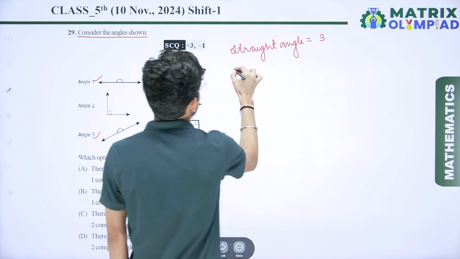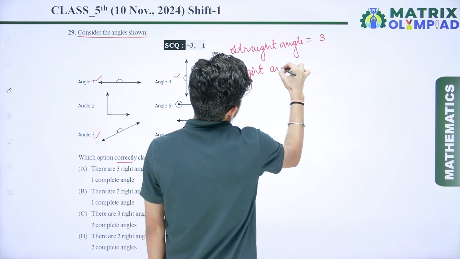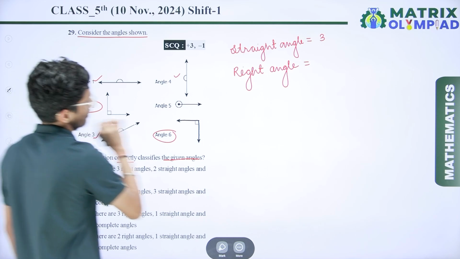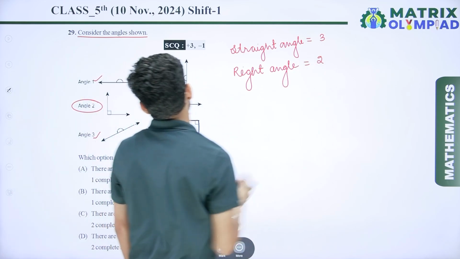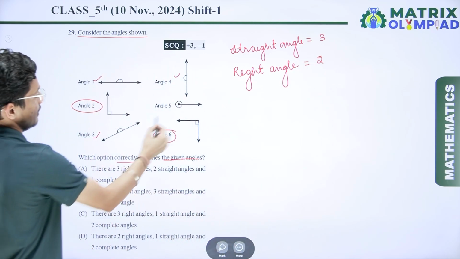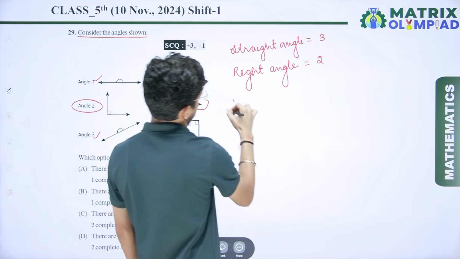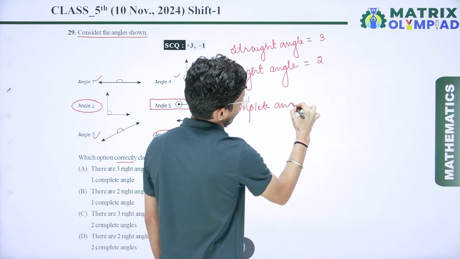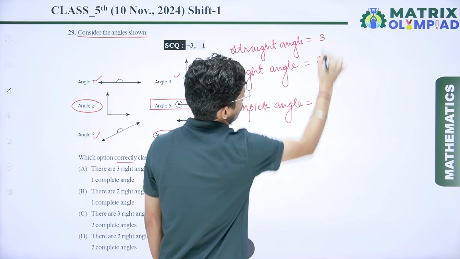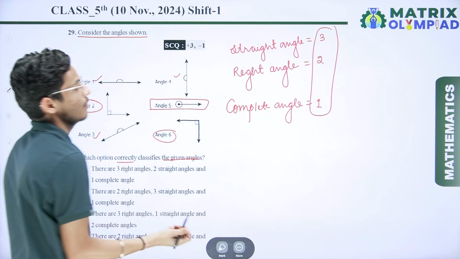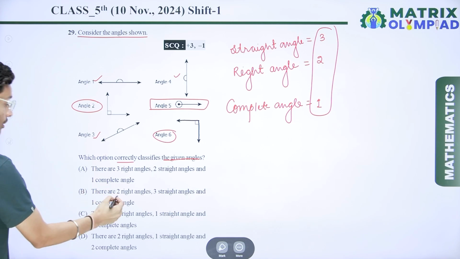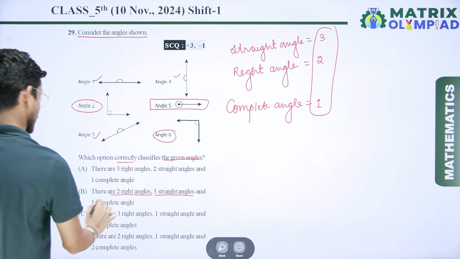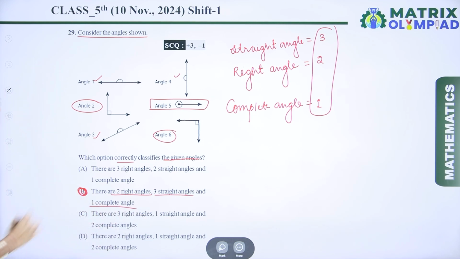Now the right angles. Here we have 2 right angles, this one and this one. Now the complete angle, that is only 1. So it means 3 straight angles, 2 right angles and 1 complete angle. It means option number B is the correct answer.